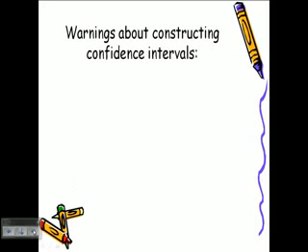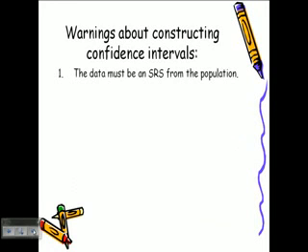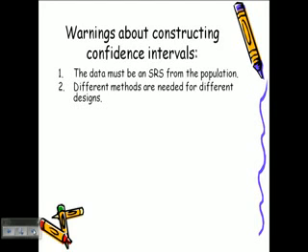Okay, let's now move on to a few warnings about constructing confidence intervals. First, what are the conditions that you had to check? The data must be from a simple random sample of the population, or at least a random sample. Different methods are needed for different designs. Now, we're going to focus on confidence intervals that capture a population parameter from a simple random sample. We're not going to use multi-stage sampling, cluster sampling, or stratified random samples, as those require more complex designs and inference procedures.